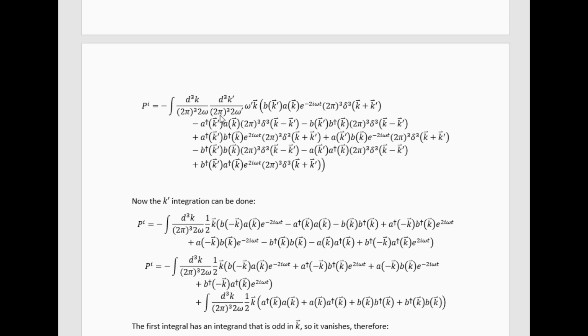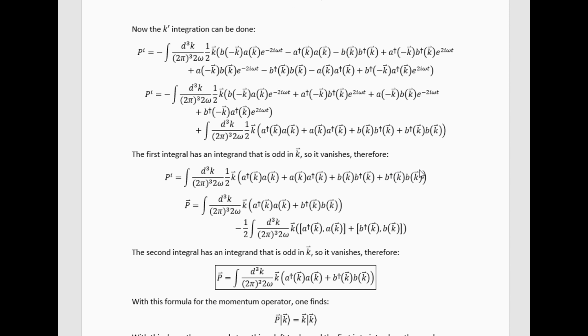This 2 pi cubed cancels with a factor of 2 pi cubed that multiplies all the terms in this factor in the numerator, and also you can use all these delta functions to do the k prime integration, which ultimately gives you this. Then you can simplify further by recognizing that some parts of this expression are actually vanishing integrals.